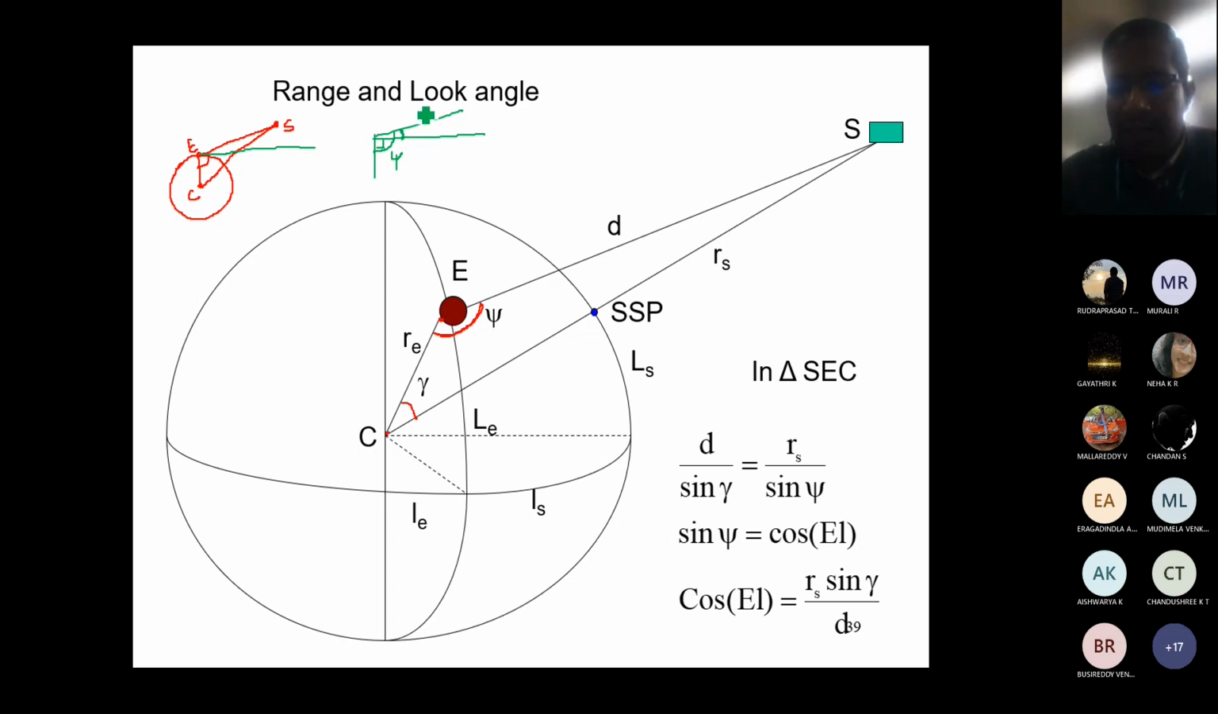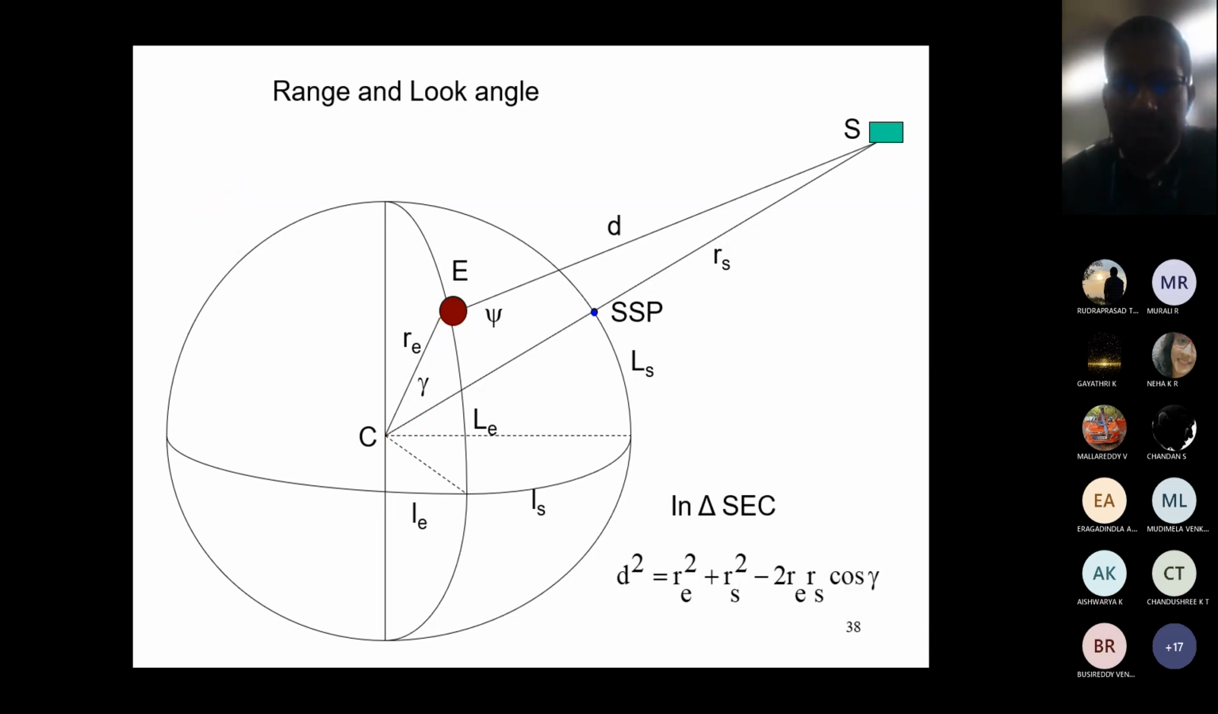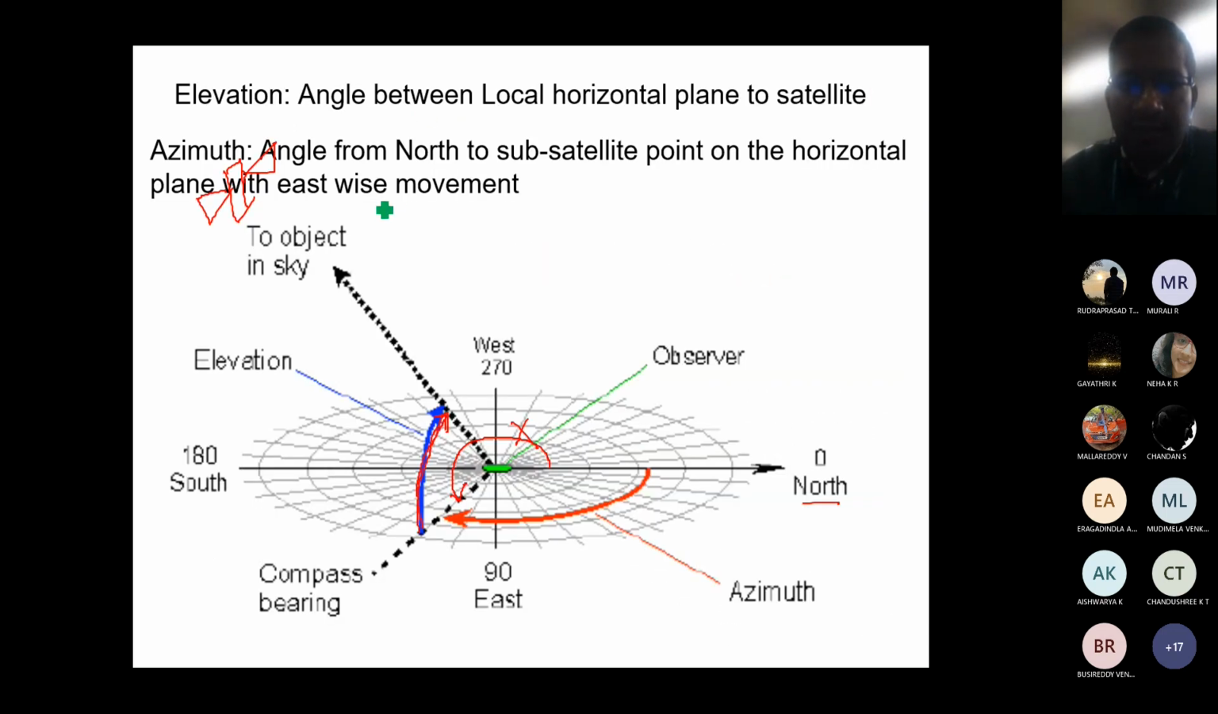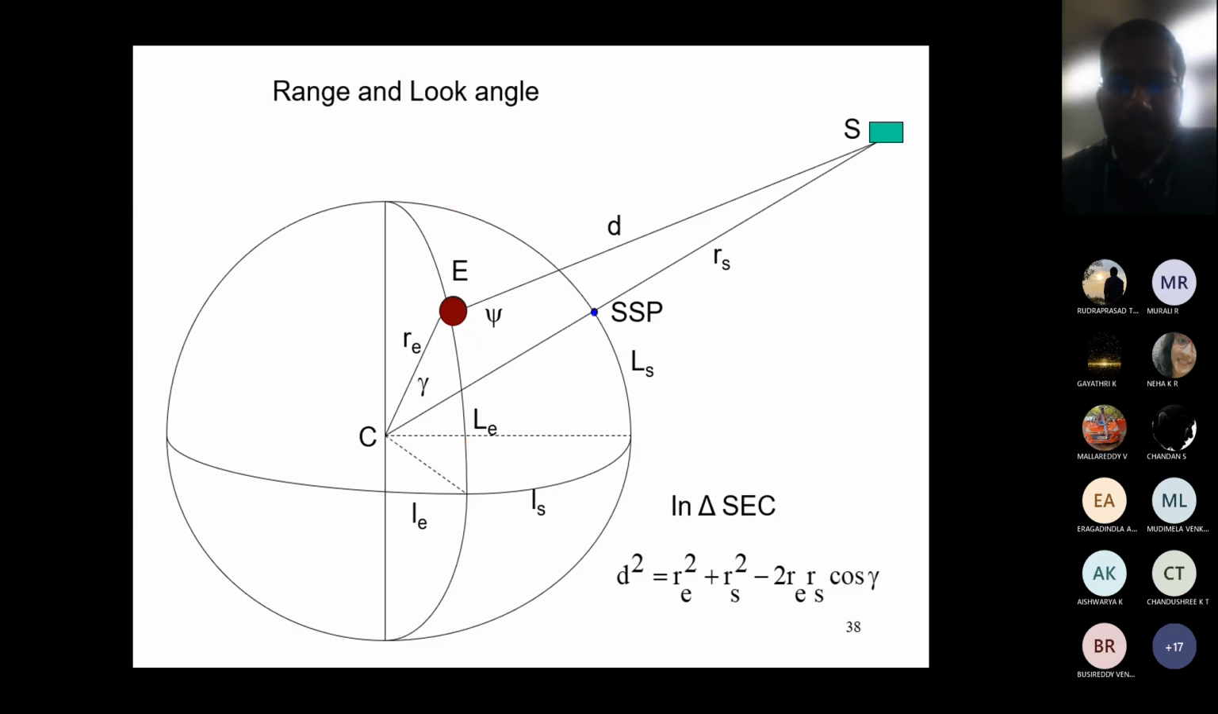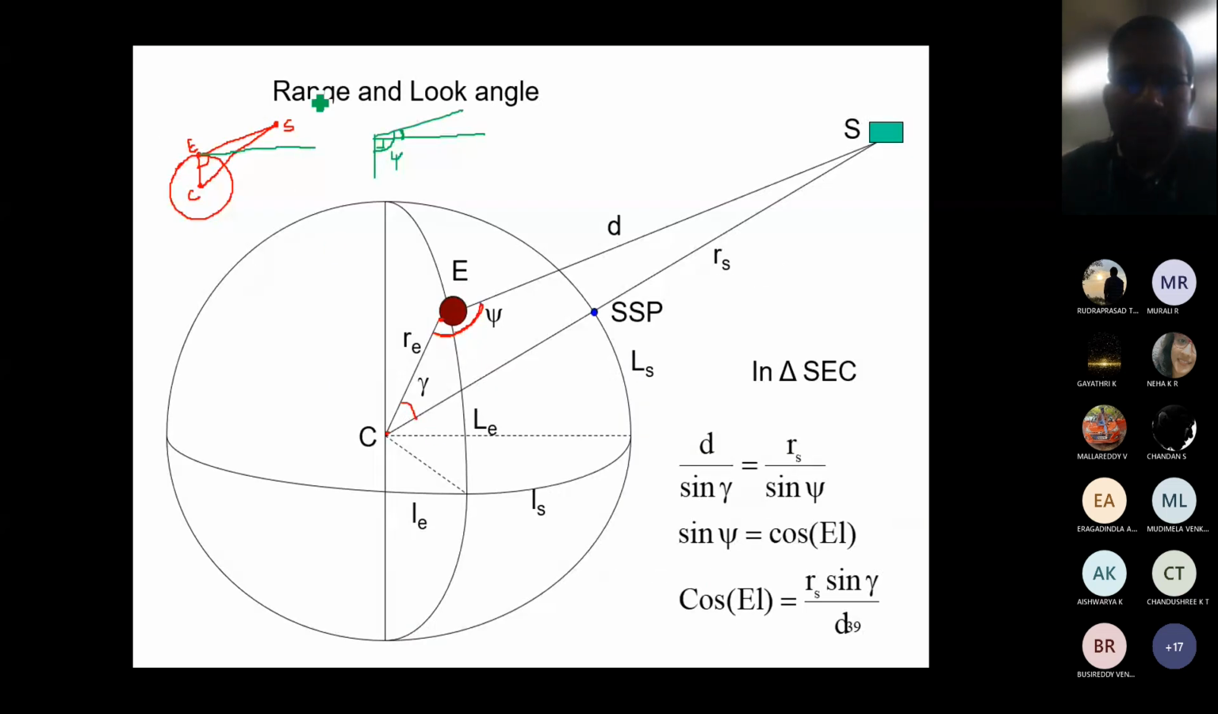This angle is your elevation angle. If you look back to the previous slide, you see at what elevation angle the satellite is present. So that is the elevation angle. That means I can write psi is equal to 90 degree plus elevation angle. Hope it is understood to all. If not, you can ask me.